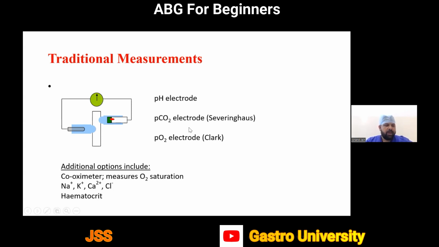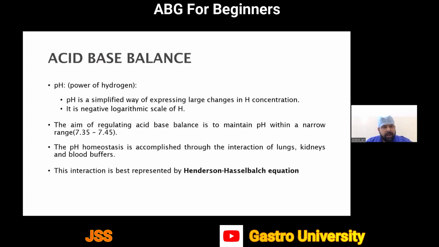Then is the PO2. For PO2, it uses a polarographic device that measures the oxygen tension by an oxidation reduction reaction. It is a chemical process that generates measurable electrical currents. There are various other optional things like oximeter, sodium, potassium, calcium, chloride, and hematocrit, which can also be measured with this ABG machine.